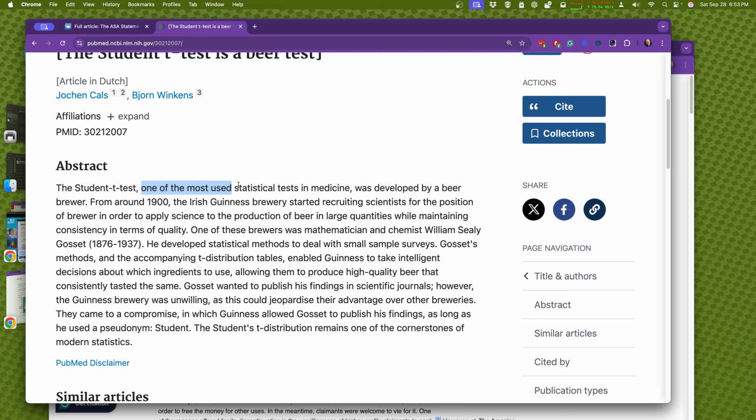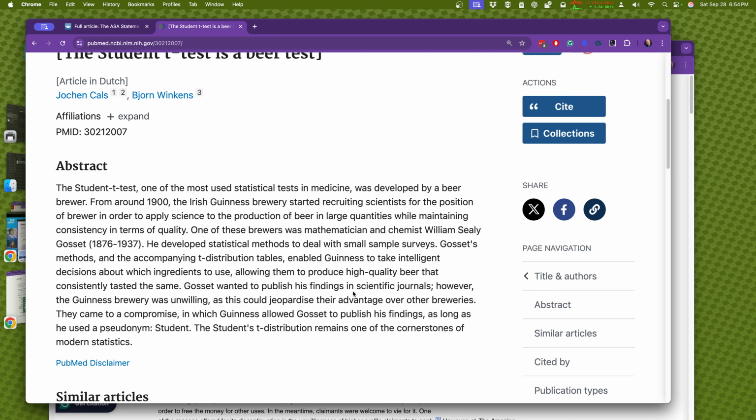The student t-test, one of the most used statistical tests in medicine, was developed by a beer brewer around 1900 for the Guinness Brewing Company. One of the brewers was a mathematician and chemist. He developed a statistical method to deal with small survey samples. I guess you maybe couldn't drink a lot of beer and just couldn't test it. The t-test distribution table enabled Guinness to make intelligent decisions about which ingredients to use, allowing them to produce high-quality beer that consistently tasted the same.